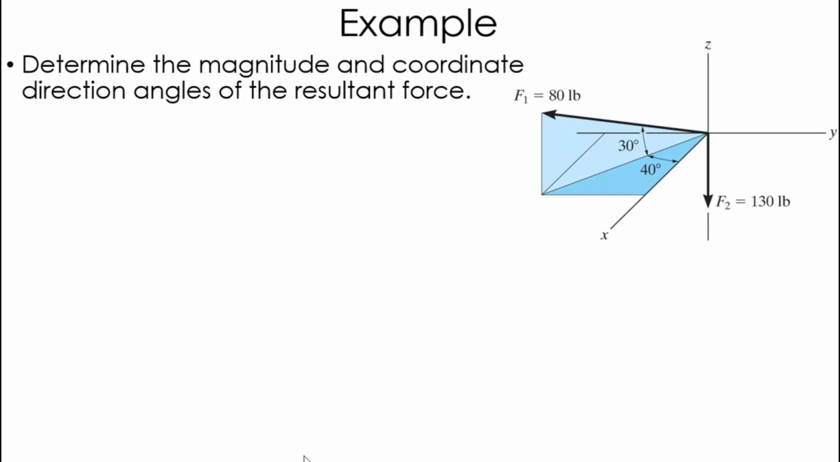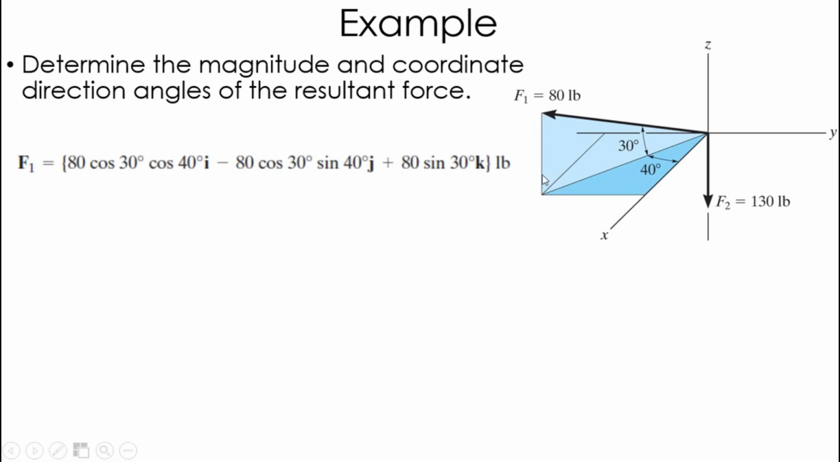So we'll start with F1, okay? And F1 is given like this. So I've got this dark blue triangle, this light blue triangle, okay? I've got a right angle right here on the dark blue triangle, and I've got a right angle right here on the light blue triangle, okay? So I can break this up. Here's my x component, here's my y component, and here's my z component.